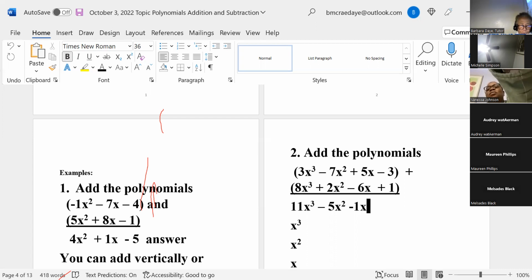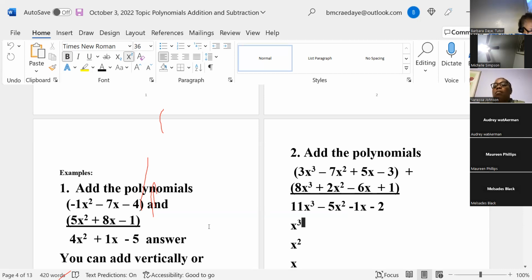Now, Audrey, what is a -3 and a +1? We're combining our constants. What's a -3 and a +1? It's -2. Very good. Okay, subtract, and your 3 is the biggest. You got more negative than positive, so you got -2. So x to the third, let's put them here.